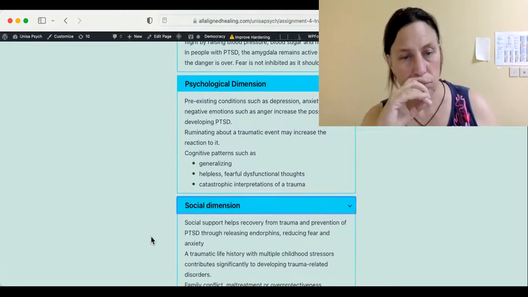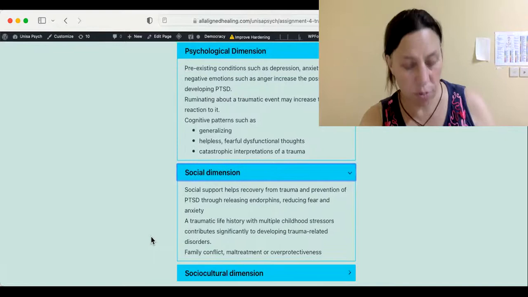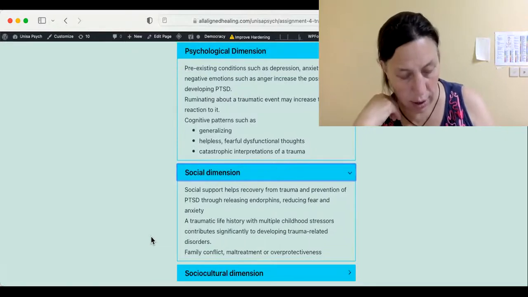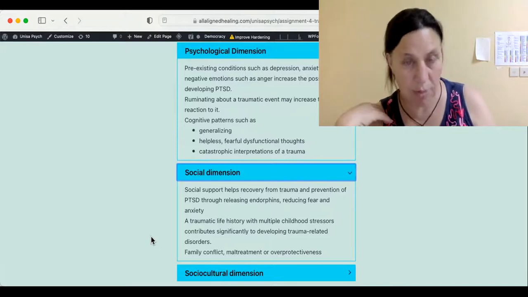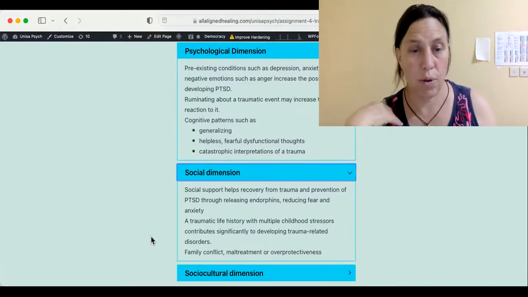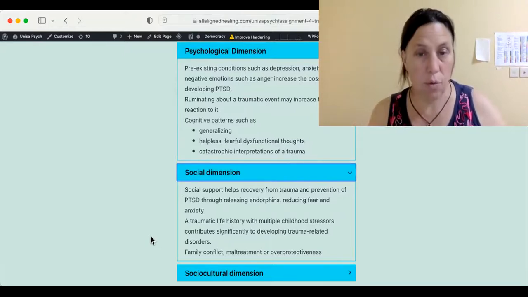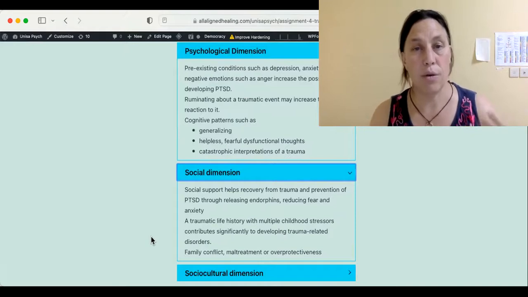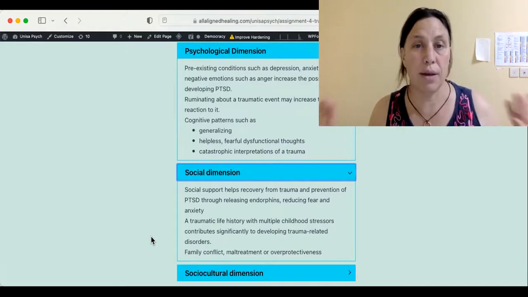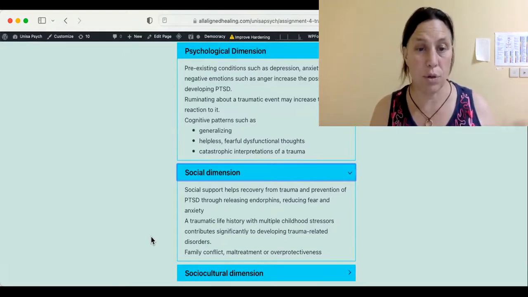disorder. Social dimension: a major factor in how a person can process this and their odds of successfully coming through a stress or trauma. If you have a strong support system, it helps you recover and it stops PTSD, because it releases endorphins, you release fear and anxiety because you have support.